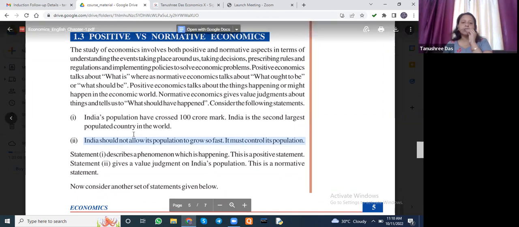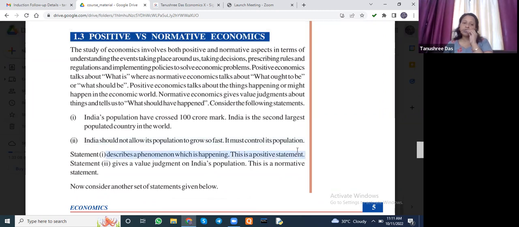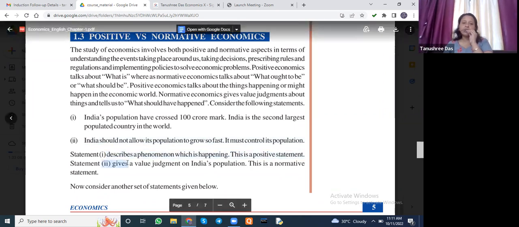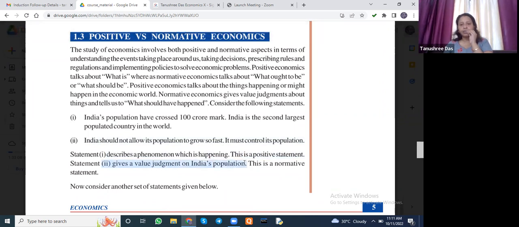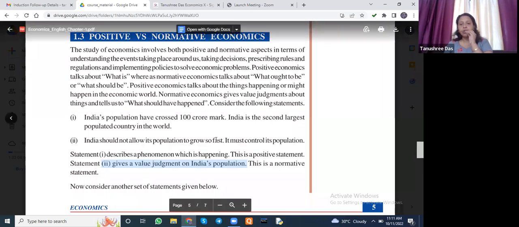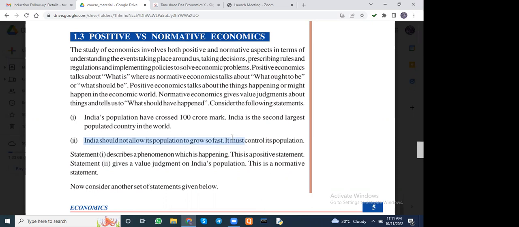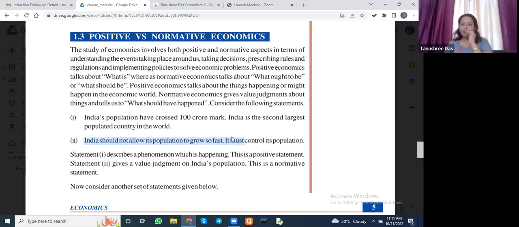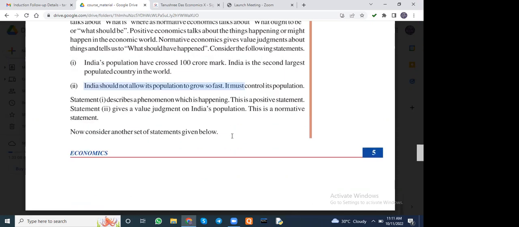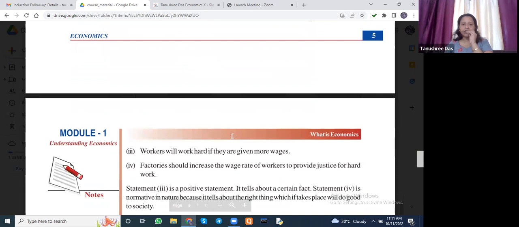So the first statement describes what is happening. This is a positive statement, whereas the second one gives a value judgment on India's population. That means what can be done so that the population can be controlled and the development of the nation will be possible. So the second one is the planning thing, that is normative economics. Clear? Yes. Okay. Raima, clear? Yes, ma'am.